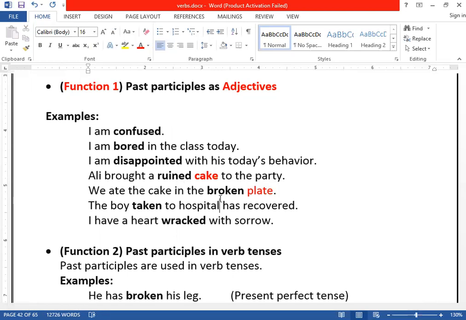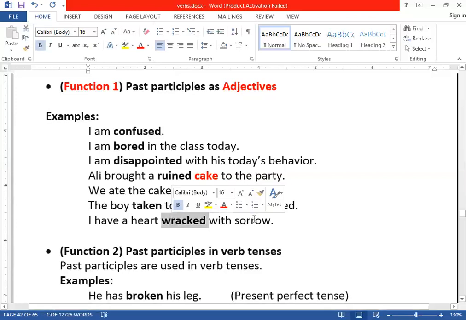Clear? We can say, the boy taken to the hospital has recovered. The boy, which boy? Taken to the hospital. So we can say boy taken. Taken is the past participle form of the verb. Or, I have a hurt. Or, racked with sorrow. Racked with what? With sorrow. These are called past participles, used as adjectives.